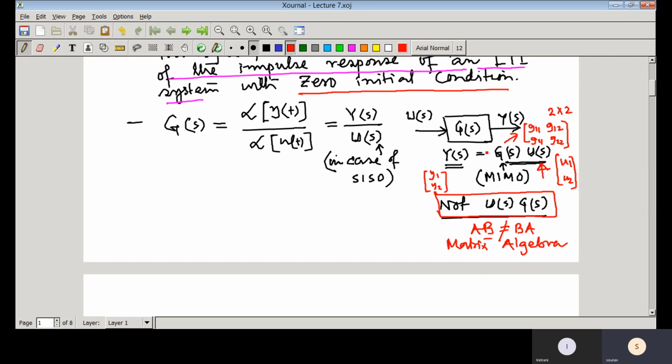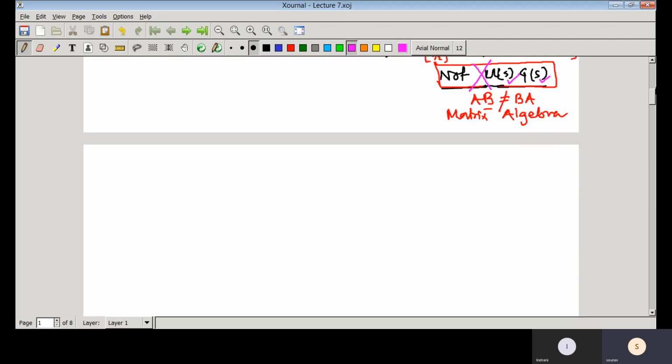Whenever you represent a dynamical system in the transfer function framework, if you write Y(s) equal to G(s) into U(s), then this matrix multiplication holds. But if you write U(s) into G(s), or G(s) into Y(s), this particular matrix multiplication does not hold. So that's why, whenever you represent a dynamical system in transfer function framework, you should be careful about the dimension of the transfer function as well as the input and output variables.